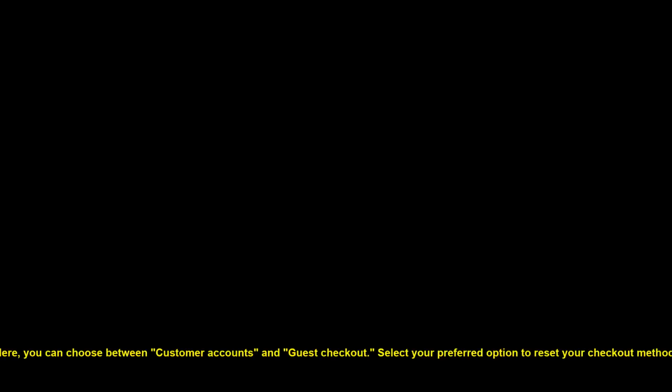Scroll down to find the Checkout Methods section. Here, you can choose between customer accounts and guest checkout. Select your preferred option to reset your checkout method. Next, scroll down to the checkout options. Adjust settings such as allow customers to create an account or require a shipping address.